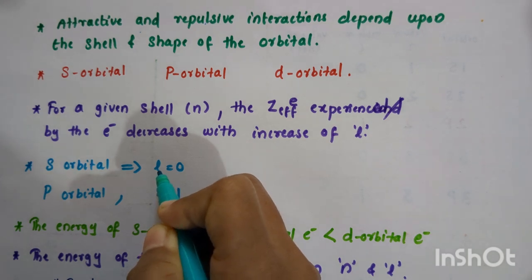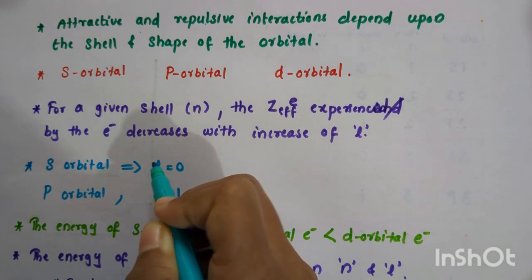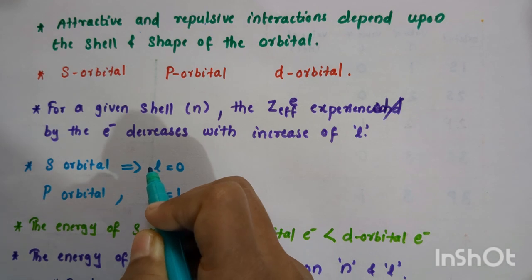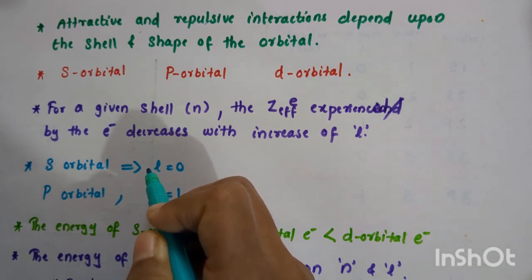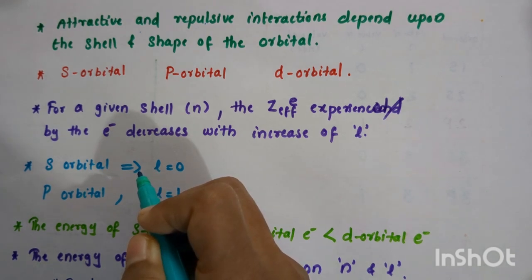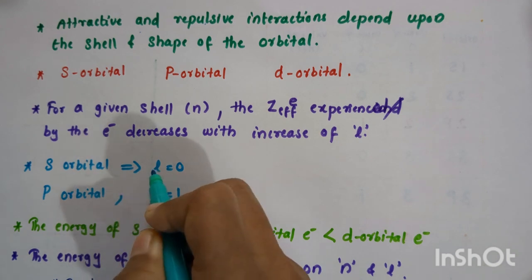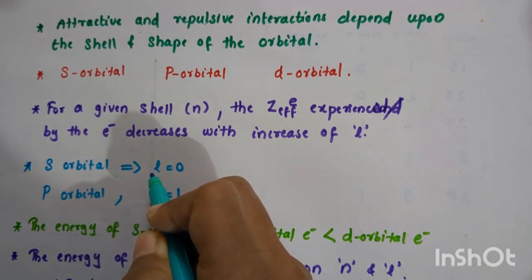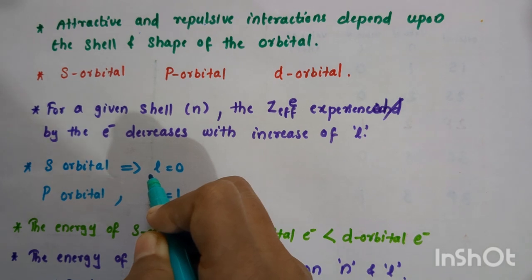So the effective charge experienced by the electron will be more. That is, an s orbital electron will be more tightly bound to the nucleus than a p orbital electron, because the effective force experienced by the electron decreases with the increase of L. Here the L value is least, so the effective force experienced by the electron will be more. They are inversely proportional, that's all.